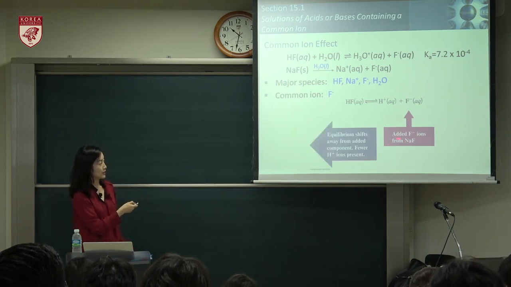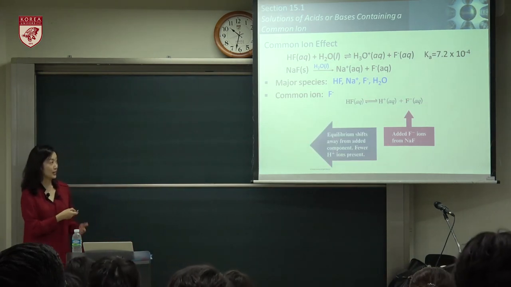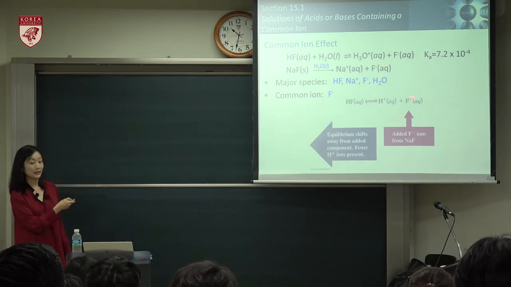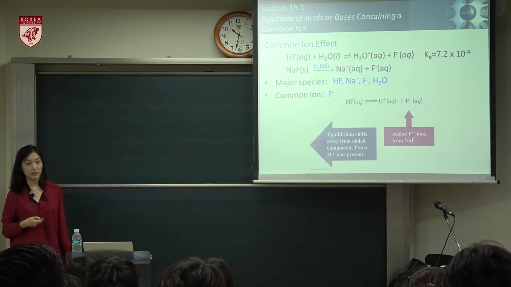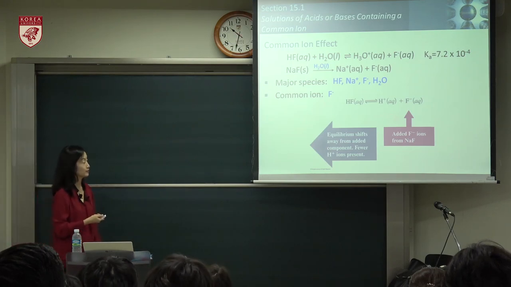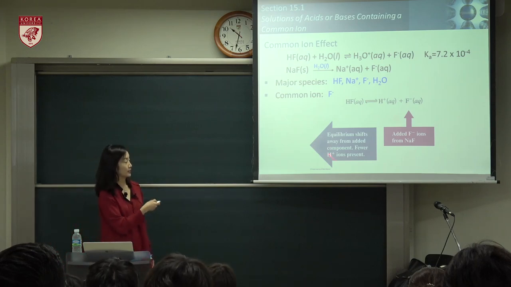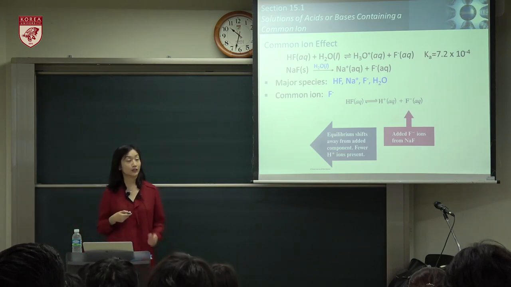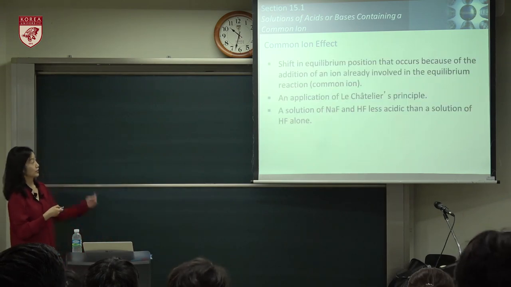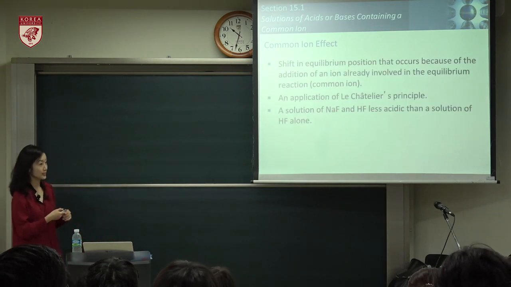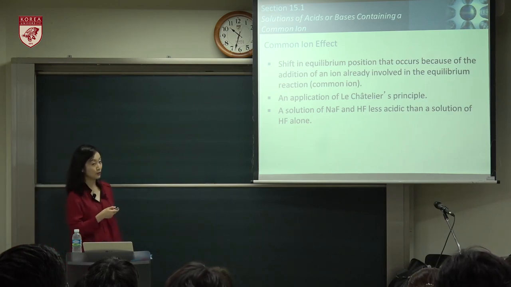So the solution that contains HF will be less acidic because this equilibrium position is shifting to the left, so we'll have less protons in our solution, right? So this phenomenon is called the common ion effect, okay? The most important application of the common ion effect is for buffering, as we'll see in the next slide.